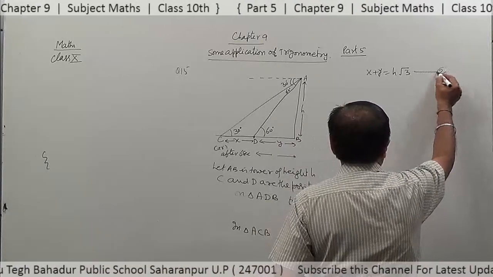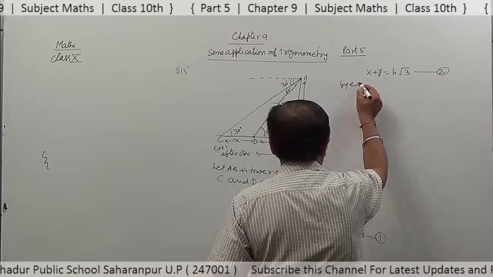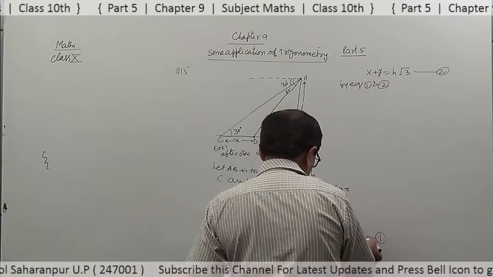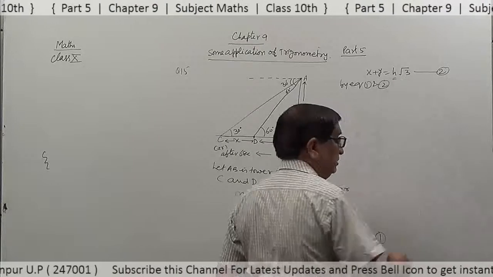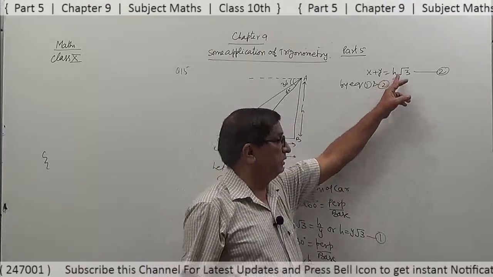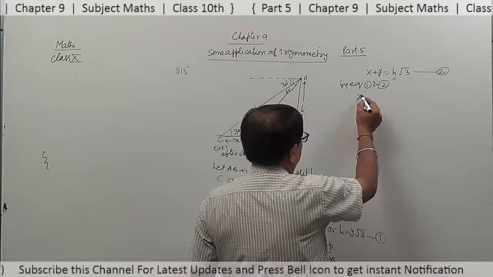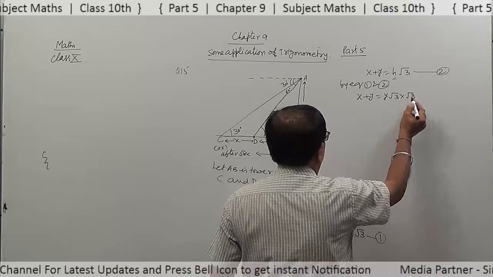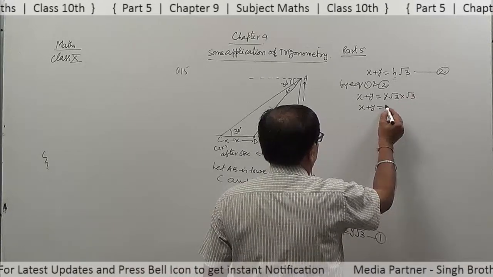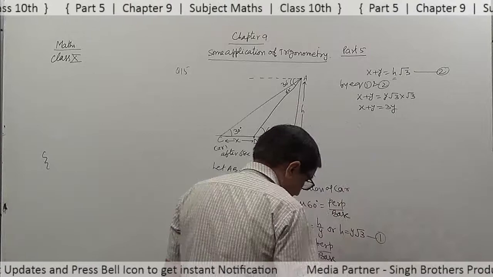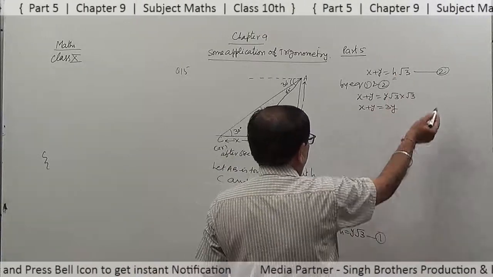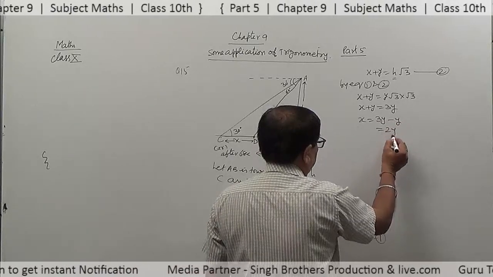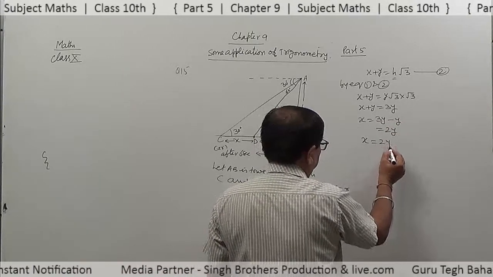This is the second equation. By equations 1 and 2, h is y root 3. So putting the value of h as y root 3, x plus y is equal to y root 3 into root 3, so x plus y is equal to 3y. Taking y to the right side, it will be 3y minus y, that is 2y, so x is equal to 2y.